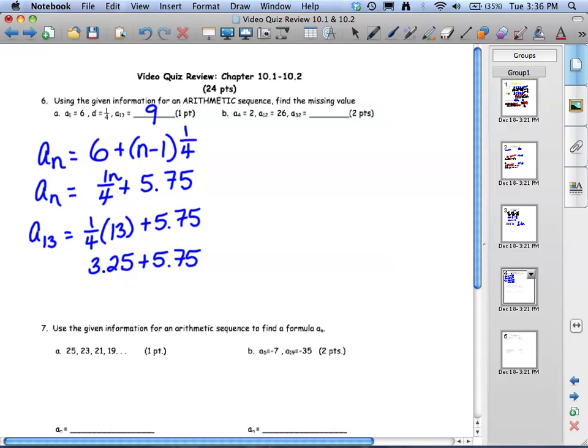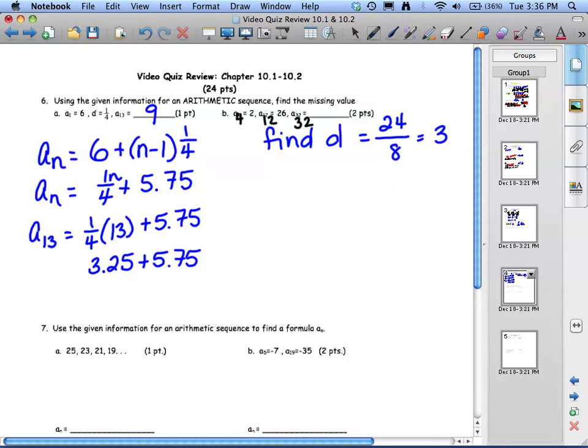Now, what's tricky about B is that we must find d. Now, this is a little hard to read. This is a sub 4. This is a sub 12, and I'm asking you to find a sub 32. So we need to find d. What's between them? If you'll look, you'll notice that between 2 and 26, there are 24 numbers. To go from 2 to 26, I go up 24. But my term number, I go from the 4th term to the 12th term, which is only going up 8 places. So my common difference is d.